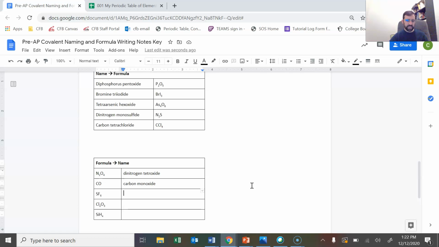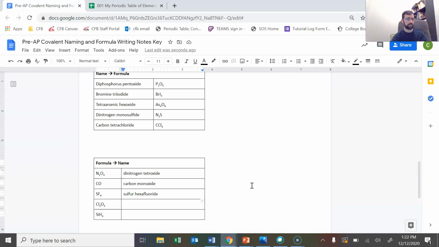Okay, SF6. First name does not have a prefix if it's only 1. So we're not going to use mono. It's not monosulfur. It's sulfur, and then fluorine, we've got 6 fluorines, so we're going to say hexa, that's 6, fluoride. Sulfur hexafluoride.